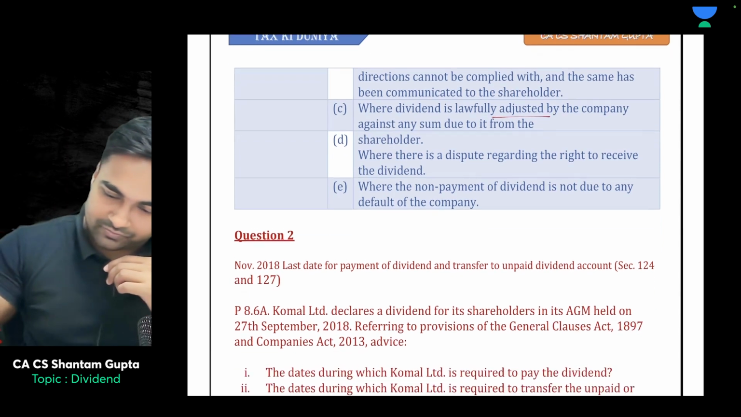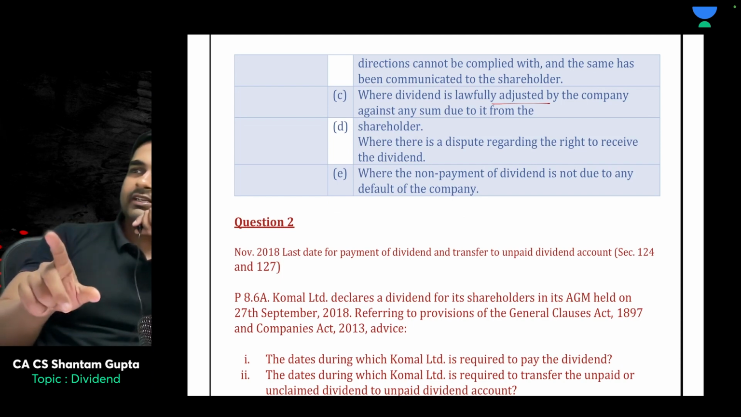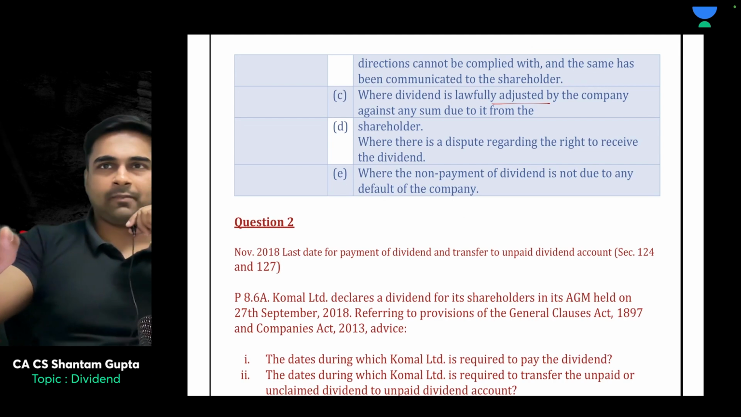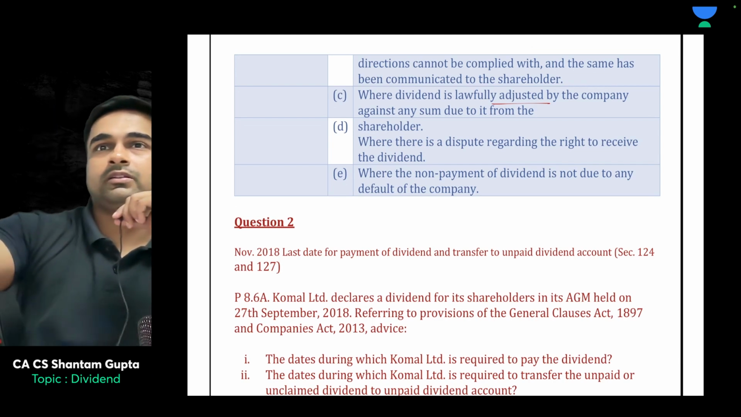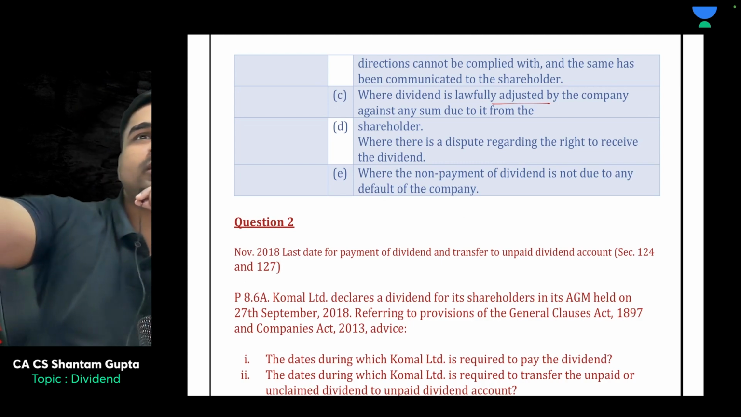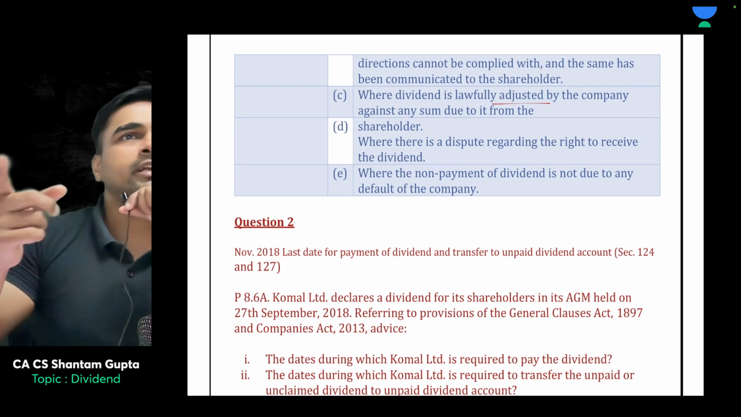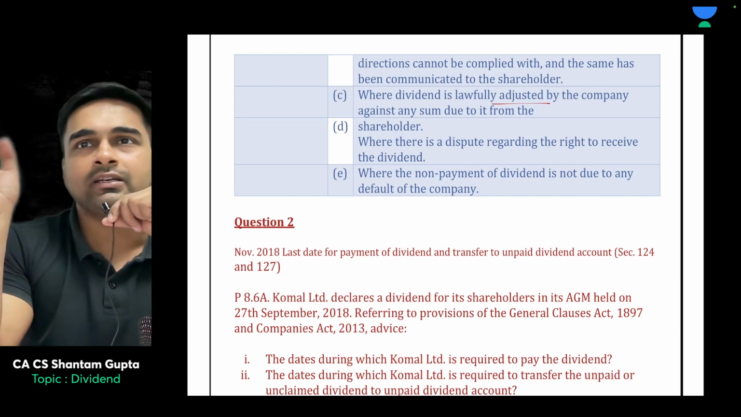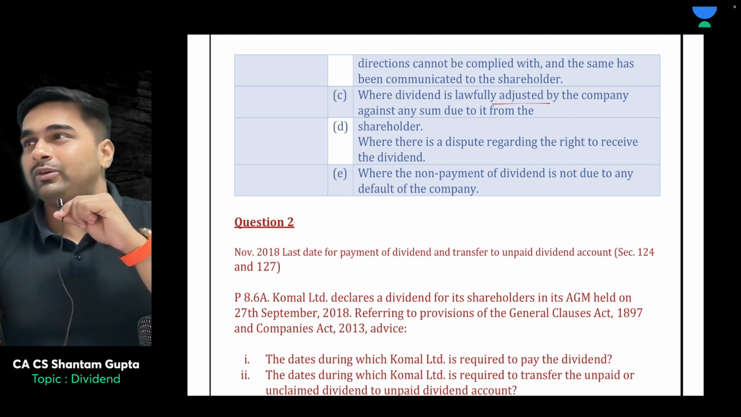Last, the dividend is not paid because of no fault of the company. What happened was, the company paid the dividend, but the bank to whom the payment was made did not credit Pooja's account. So is it the fault of the company? It is the fault of the bank. So the company is nowhere responsible. So this can come as a direct question.